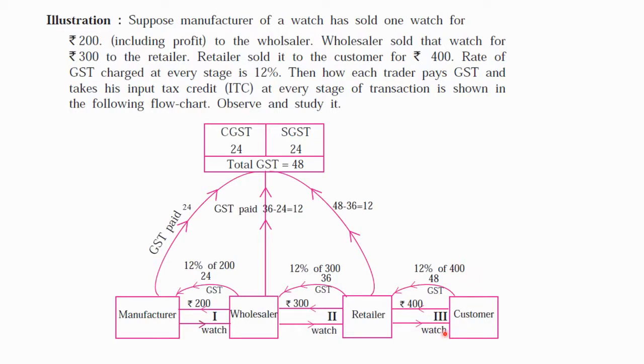Similarly, at the third stage, the retailer sold that watch for rupees 400 to the customer. At this stage also 12% GST was charged. 12% of 400, it is 48 rupees. So how much GST does the retailer pay to the government? The retailer paid 36 rupees GST and he collected 48 rupees GST. If you take the difference, 48 minus 36, it is 12. So the retailer also pays 12 rupees GST to the government.